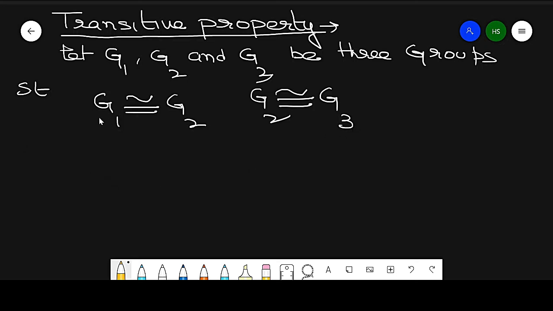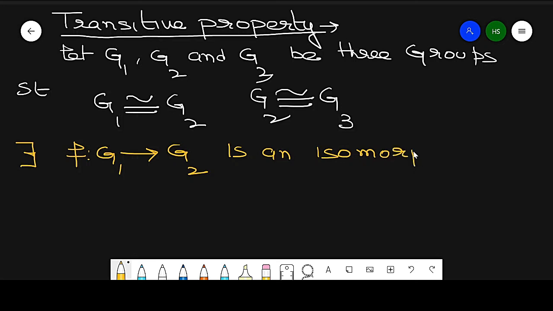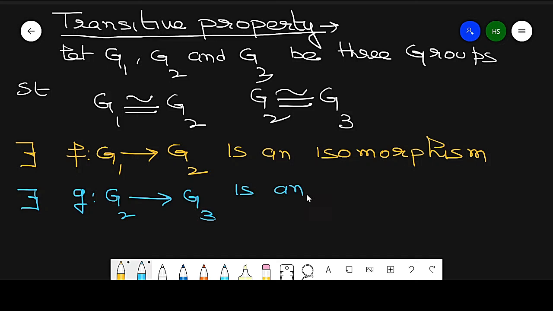Now by definition, since G1 is isomorphic to G2, there exists a mapping f from G1 to G2 which is a homomorphism, one-one and onto. Simply we can say that this is an isomorphism. Similarly, G2 is isomorphic to G3, so there exists a map from G2 to G3. It is again an isomorphism.